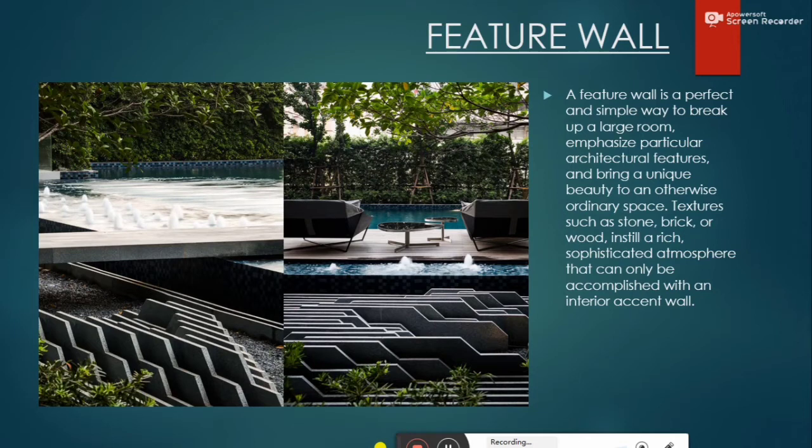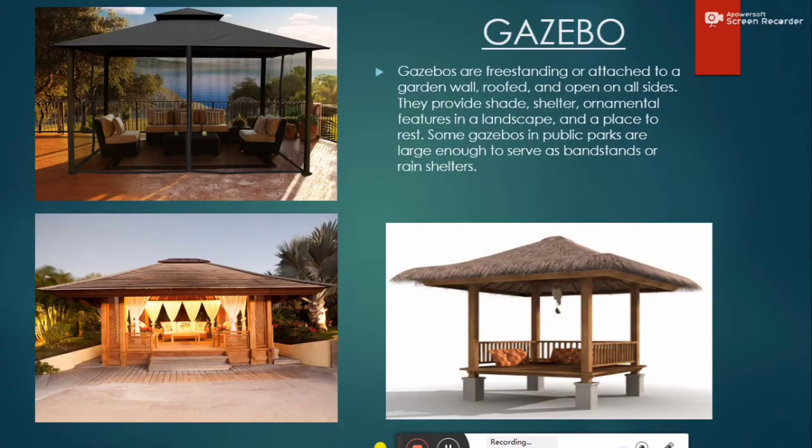A feature wall is a perfect and simple way to break up a large room, emphasize particular architectural features, and bring a unique beauty to an otherwise ordinary space. Gazebo. Gazebos are freestanding or attached to a garden wall, roofed and open on all sides. They provide shade, shelter, ornamental features in a landscape and a place to rest.